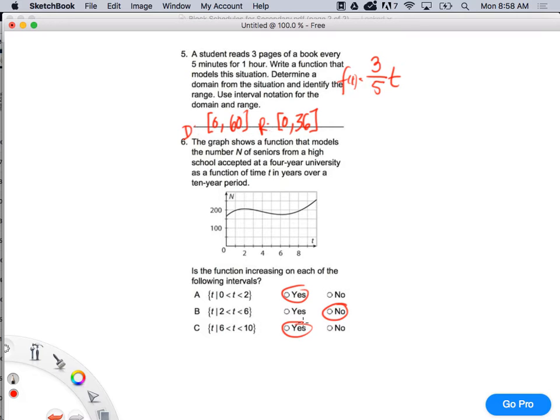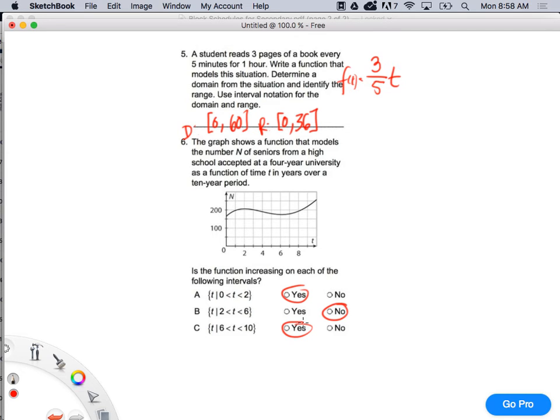Now, let me just take a step back to go over this one because I rushed through it. A student reads 3 pages of book every 5 minutes. So the rate is 3 pages over 5 minutes. Okay? He reads for 1 hour. Write a function that models the situation. The function is the rate times time. All right? But the thing is, I can't use time in hours because my rate is in terms of minutes.